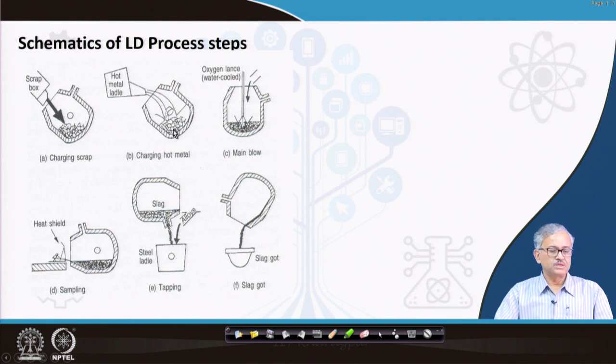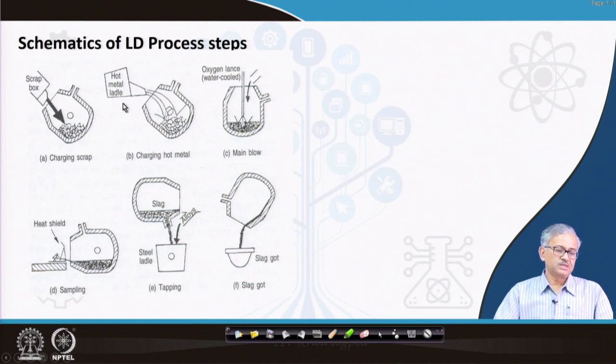So it has two advantages actually. One thing is that if you use the scrap first and then you put the hot metal, then the hot metal directly doesn't heat the refractory wall. Because if it does, then it will give rise to some kind of erosion. But if you just charge the liquid steel over the scrap, then the scrap gives a cushioning effect over the refractory. So that is the reason why it is charged like this.